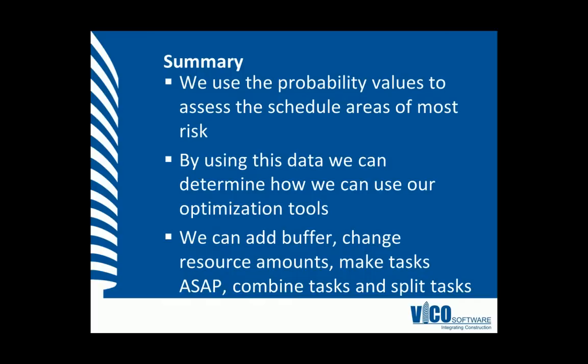The aim of this vignette was to teach you that we can use the probability values to assess the schedule and the areas of most risk. We can use this analysis to determine how we can use our optimization tools by adding buffer, changing resource amounts, making tasks ASAP or combining tasks and splitting tasks to mitigate any potential project risks.